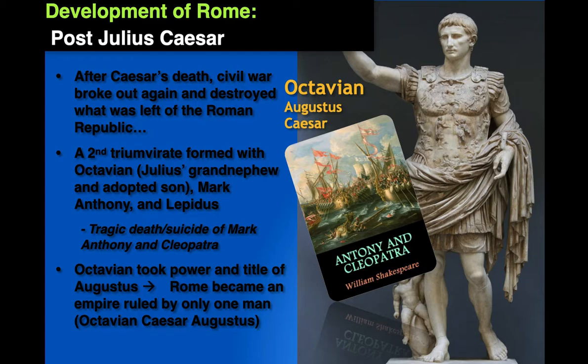Rome became an empire ruled by only one man, Octavian Caesar Augustus. Caesar became a title for later Roman emperors.